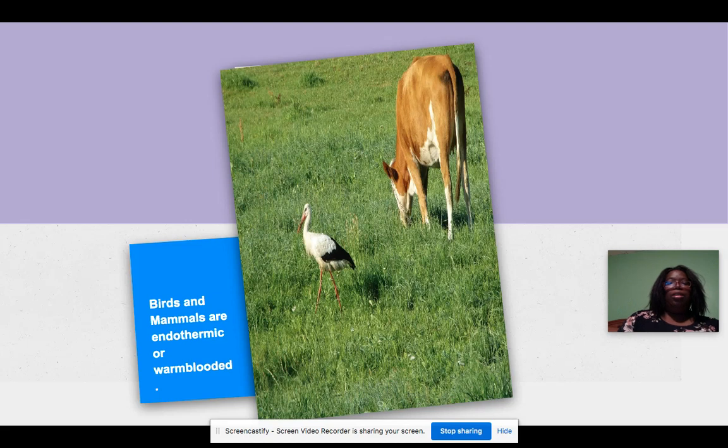All right, so let's talk. We want to make a connection from last week. We talked about birds, and we know that birds are warm blooded, they're endothermic, and so are mammals. That's the connection. Birds and mammals both are endothermic and they're warm blooded.